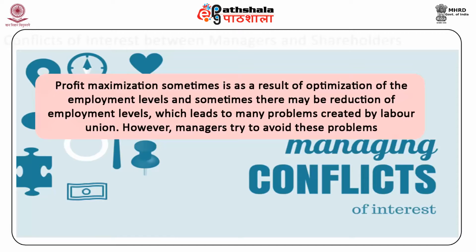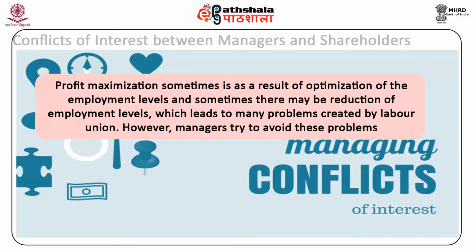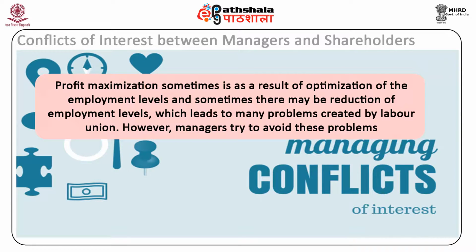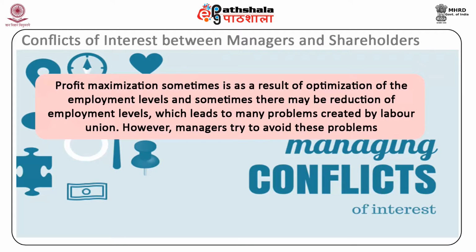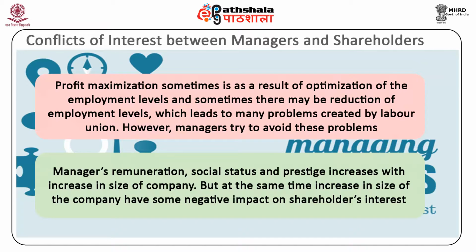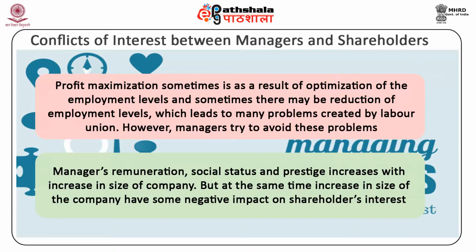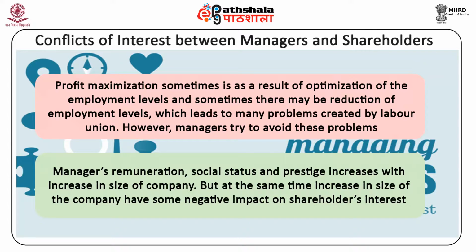Third, profit maximization sometimes results from optimization of employment levels, and sometimes there may be a reduction of employment levels, which leads to many problems created by labor unions. However, managers try to avoid these problems. Fourth, managers' remuneration, social status, and prestige increase with the increase in size of the company, but at the same time, an increase in the size of the company has some negative impact on the shareholders' interest.